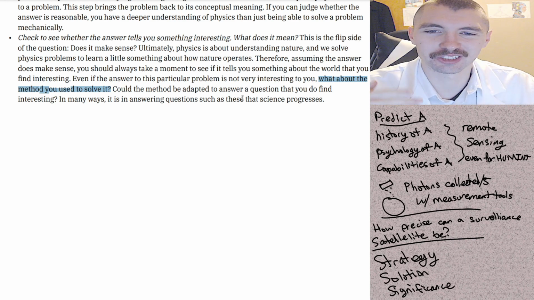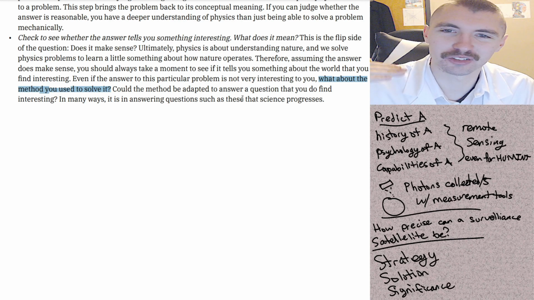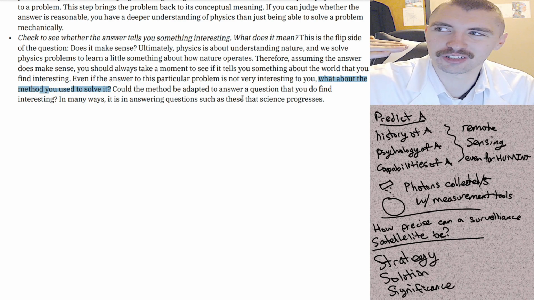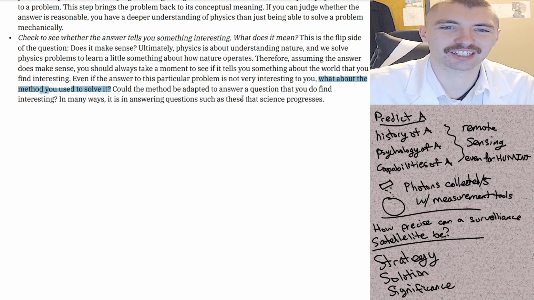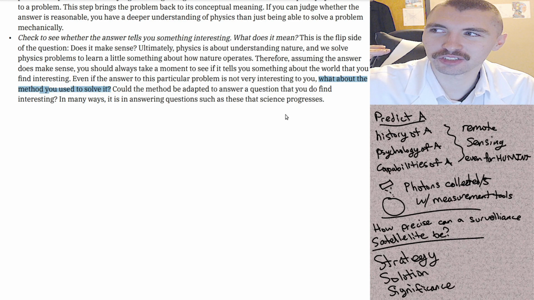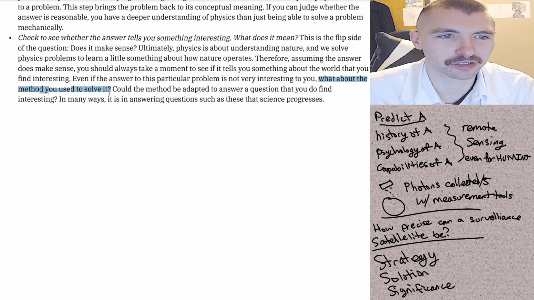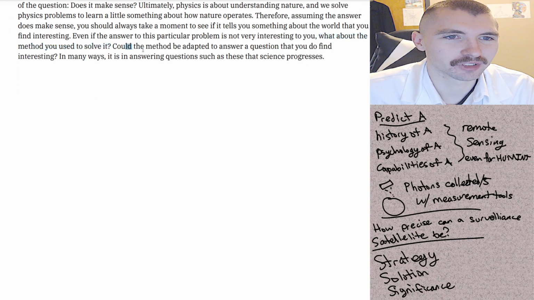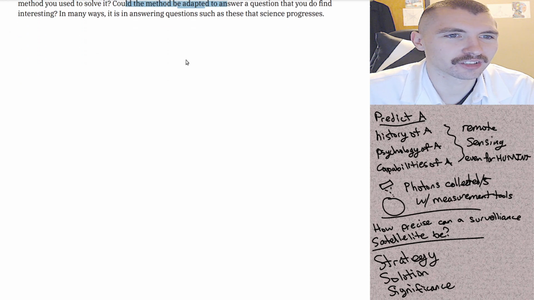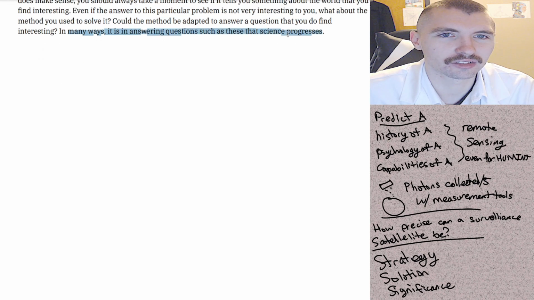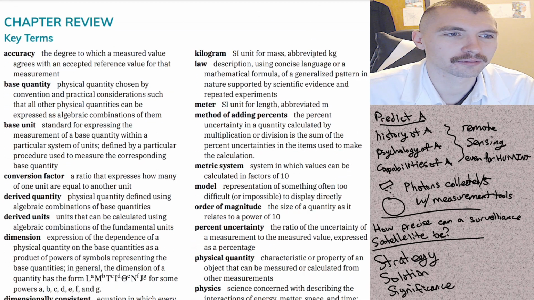I saw this in a lecture. Go from romance to precision to generalization, and it's always a repeated process. You want each step to be kind of equal. Romance, precision, generalize. So this is basically saying to generalize the method, to be adapted to answer questions you find interesting. In many ways, it is in answering questions such as these that science progresses. So science progresses in generalizations.